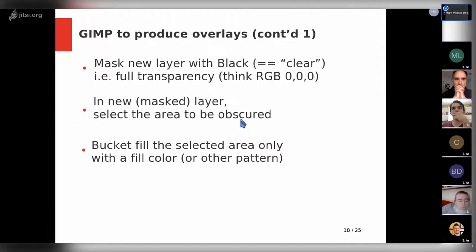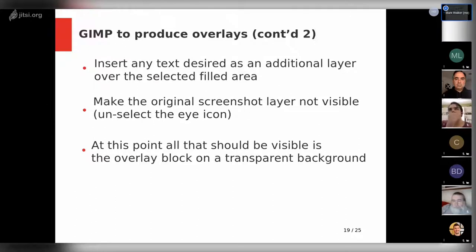Remember, you're seeing that screenshot underneath, so you can see what you want to obscure. So you select an area, then you bucket fill the selected area only with a fill color or some other pattern. You're blanking this out, and you can see with the original screenshot to confirm that you're actually blocking out the area that you want blocked.